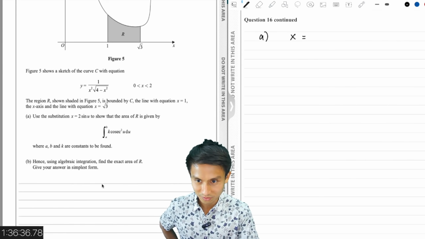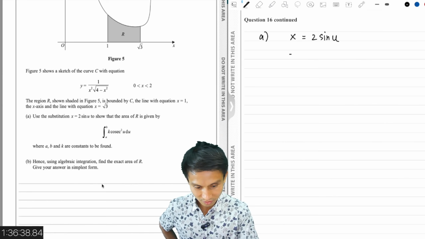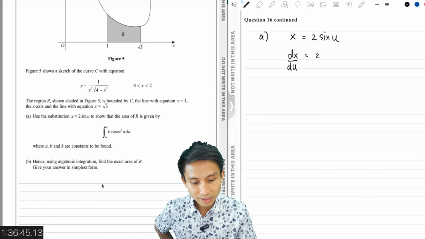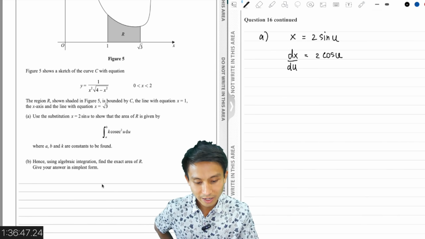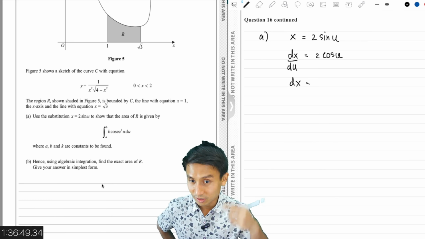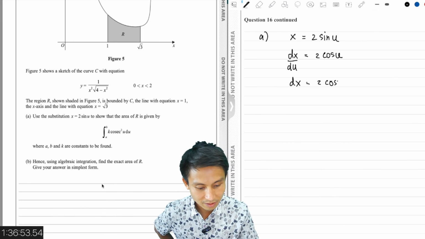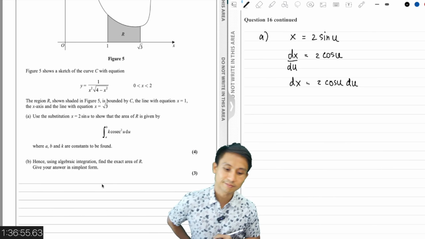So x equals 2 sine u. By substitution, you just differentiate that substitution first. Then you're going to get 2 cos u. And make dx the subject, because we're going to replace dx by something du. So dx is 2 cos u du.